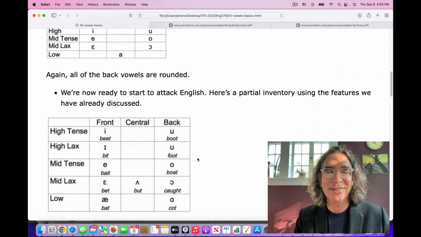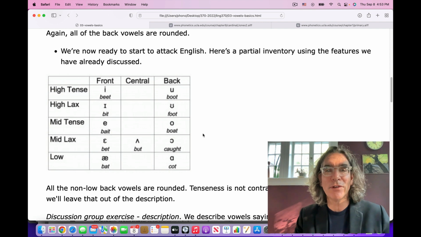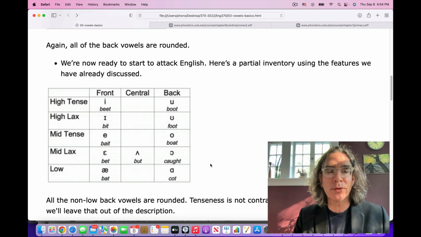Now we can start to talk about English. Here's a partial inventory using the features we've already discussed. So English also has a distinction between high tense and high lax vowels, E and I, and also in the back vowels, U and U-lax. Then we have A, O. In the low vowels in English, we have a distinction between the front A and the back A. Bat versus caught. And then for some speakers, there's the distinction between the mid A, which is also rounded, and the low A. But as I've mentioned before, many speakers, including me, have no distinction between caught and caught.